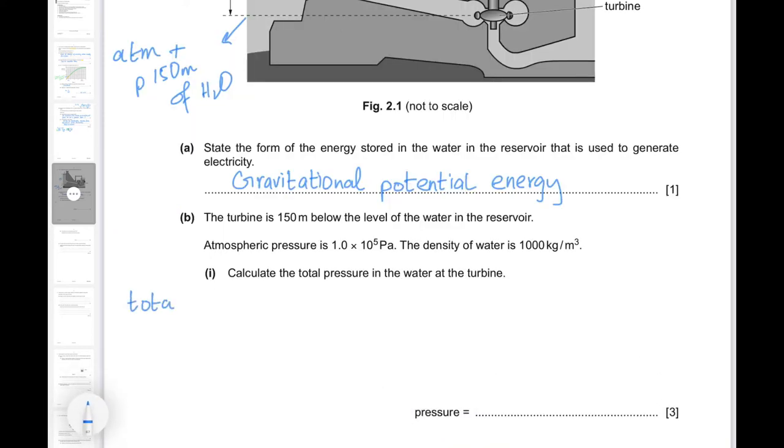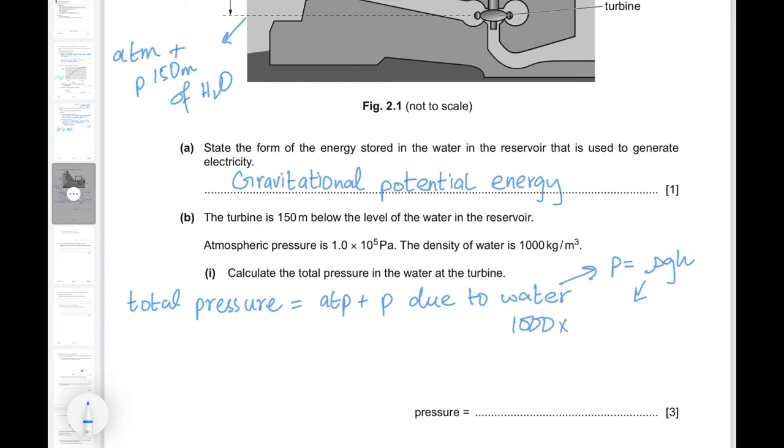So total pressure is equal to atmospheric pressure plus pressure due to water, right? And hydrostatic pressure, as we know, is equal to density multiplied by gravity and height of that fluid, which would be 1000 multiplied by 10 multiplied by the height of water, which is 150. You would add this to the atmospheric pressure, which is 1 times 10 to the power of 5 pascals. And this leads to the pressure of 1.6 times 10 to the power of 6 pascals.